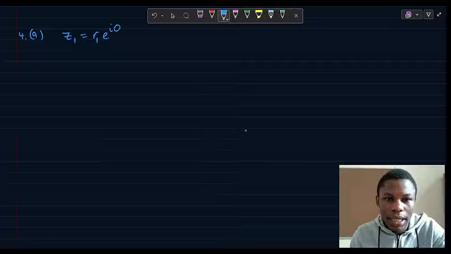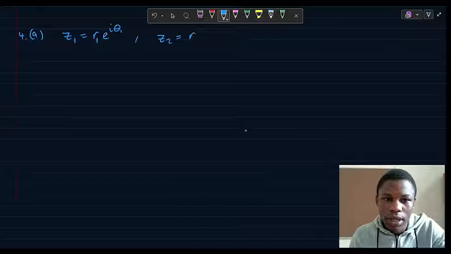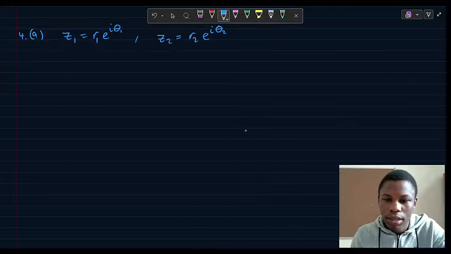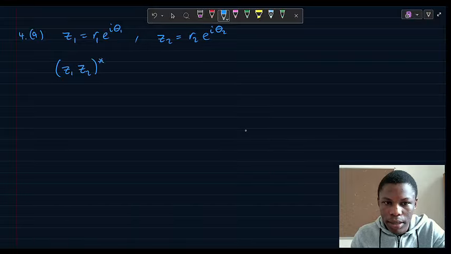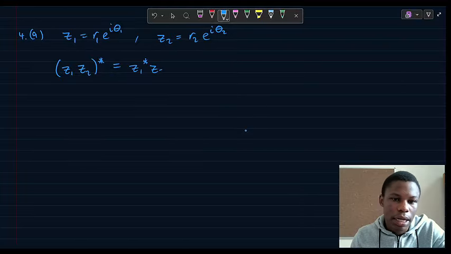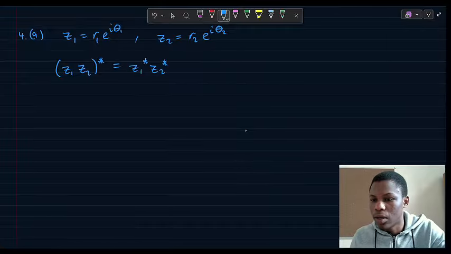Question number 4, part A. It is given that Z1 is equal to R1 e to the i theta 1 and Z2 is equal to R2 e to the i theta 2. Show that (Z1 Z2)* is equal to Z1* times Z2*. Those are a lot of stars.